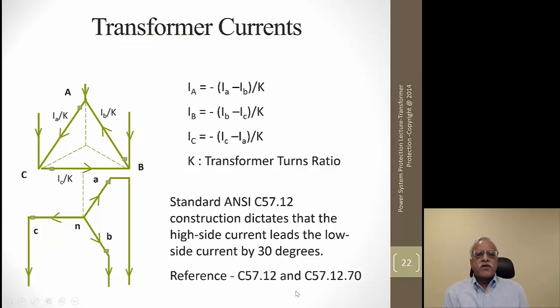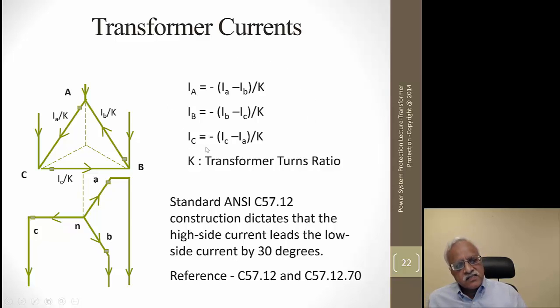If you look at the transformer currents and look internally, you have turns ratios of A to neutral and A to B windings that determine the ratio of the currents. So this is essentially the low side current divided by K, and then this winding current on the B to A will have IB by K and IC by K, where K is the transformer turns ratio, and the current that is coming out of the bushing is nothing but IA minus IB divided by K. So the relationship between the phase currents of the transformer on the high side and the low side are determined by these equations given here.